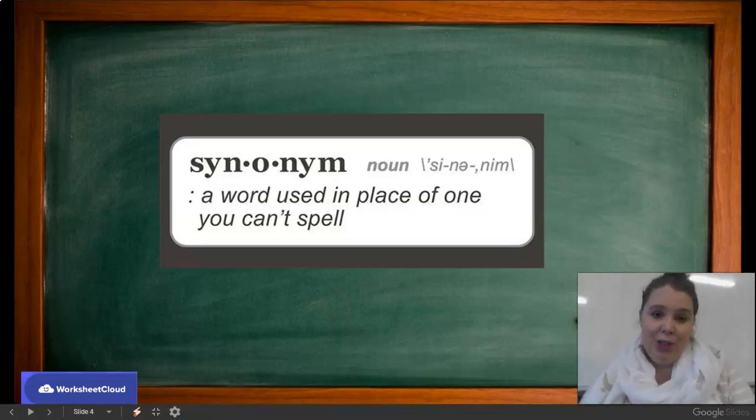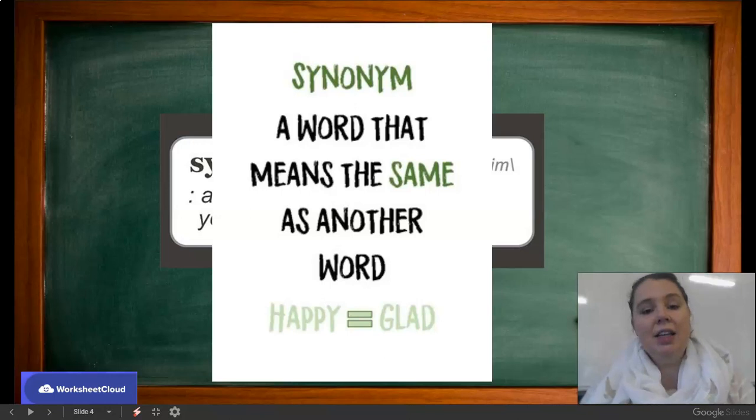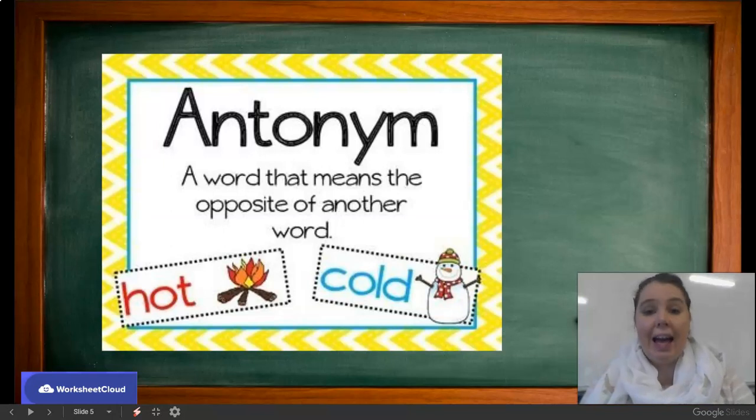Right, so as I said to you, a synonym, this is just a joke, is a word used in place of one you can't spell. So often you think of a word and then you think, oh, I can't spell it. So you just think of a different word which means the same. But in reality, a synonym is a word that means the same as another word. So here on the screen, happy and glad. An antonym is then a word that has the complete and opposite meaning. Hot and cold. Completely opposite in meaning, so therefore antonyms.